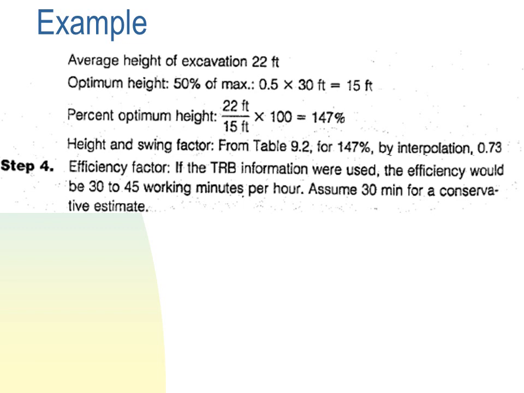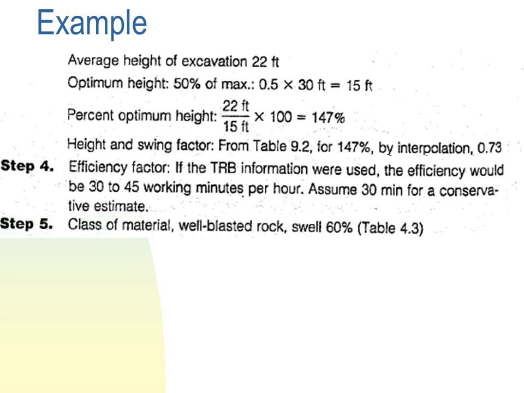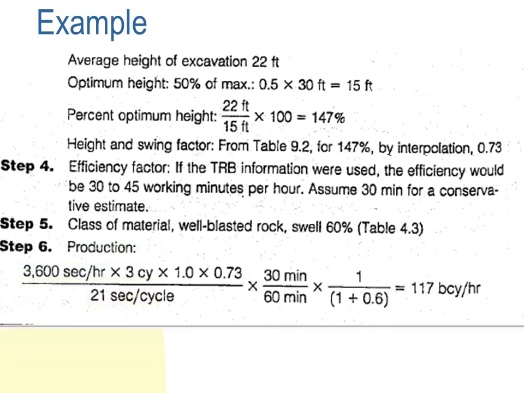The efficiency factor, typically the efficiency is ranging from 30 to 45 minutes per hour in such cases. So it's very conservative to say 30 minutes per hour. In such a case, since the well blasted rock will swell by 60%, from table 4.3 in chapter 4 that you have seen before, we will plug these numbers into the equation, and we'll get 117 bank cubic yards per hour.